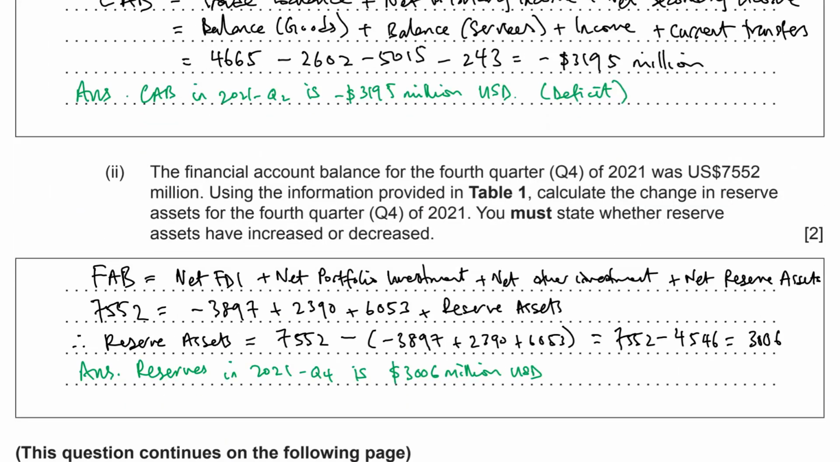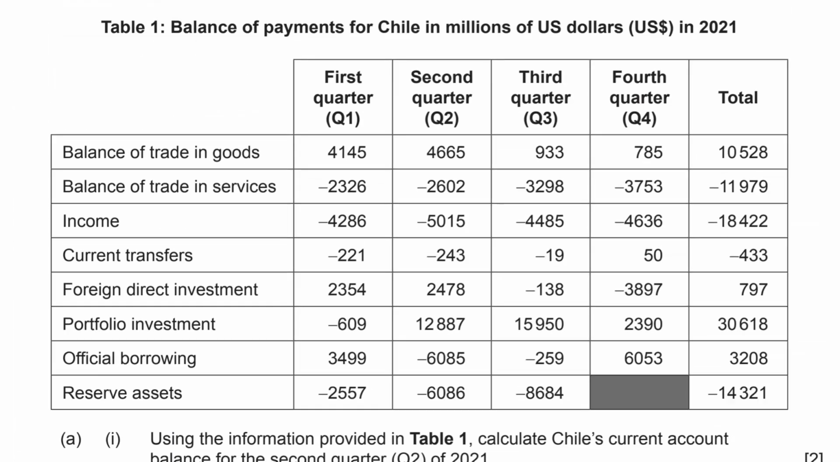Okay, the second part of this question is asking us to calculate the financial account balance. So here you go. We need to do the financial account balance for the 4th quarter of 2021. Actually, they're not asking us to calculate the financial account balance. They're giving us the financial account balance, and they're asking us to calculate the change in reserve assets, which we're going to do in a second. Okay, so they want 4th quarter 2021, which is going to be everything in this final column over here. So that's the column we're going to deal with, column number 4.